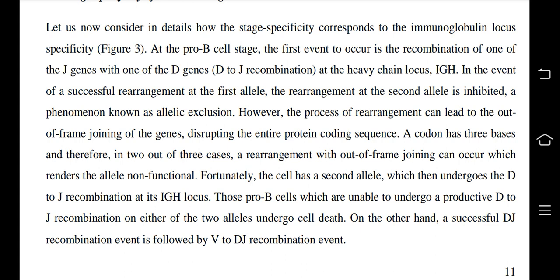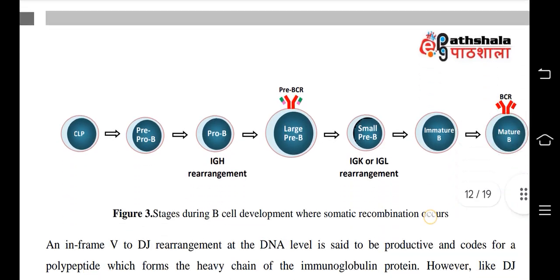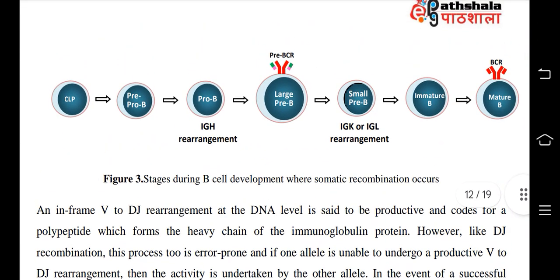Those pro-B cells which are unable to undergo a productive D to J recombination on either of the two alleles undergo cell death. On the other hand, a successful DJ recombination event is followed by a V to DJ recombination event. Here we can see these rearrangement stages during B cell development where somatic recombination occurs: CLP, pre-pro-B, pro-B, IgH rearrangement, large pre-B, small pre-B, immature B, mature B.